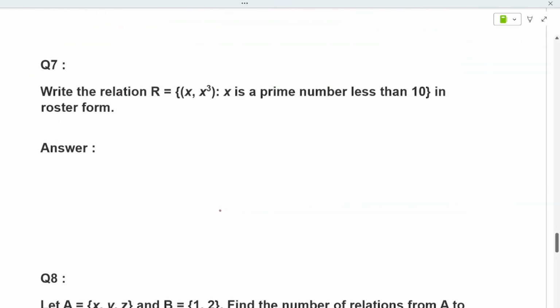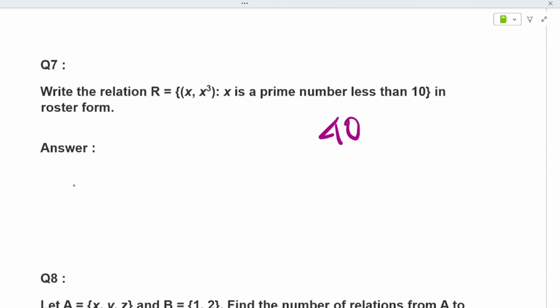Now if we see the next question, which is the easiest of all, they have given x comma x cube. x is a prime number less than 10. Now let's see what the prime numbers less than 10 are. 1 is not a prime number. A prime number is one that is divisible only by itself and 1.